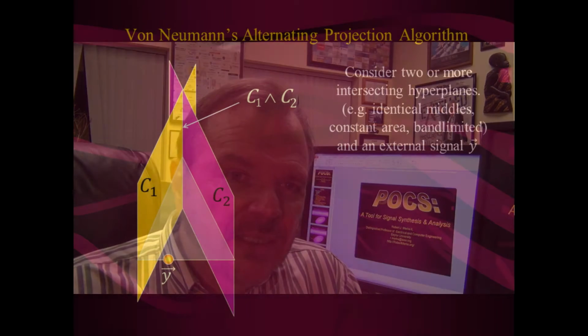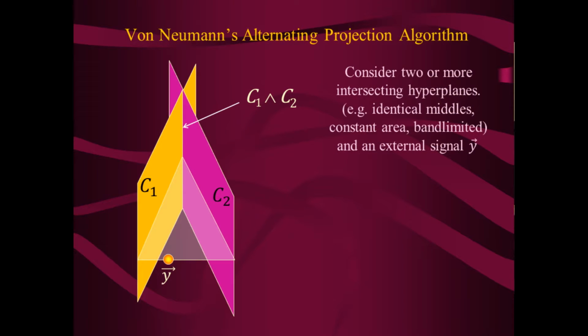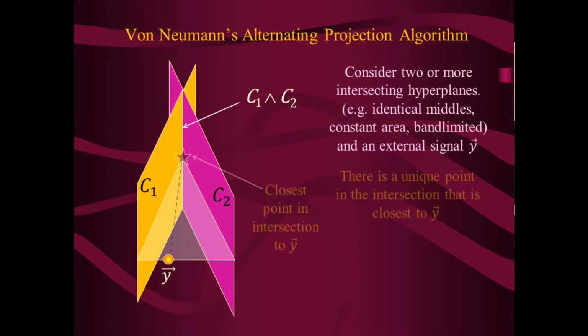Suppose that we have two or more planes that intersect. Now, if you have a bunch of planes which intersect, they are going to intersect in another plane or a line. It does turn out that if you have a point external to that intersection, which is here shown by the vector y, there is clearly going to be a point which is closest to the value of y within the intersection. In this case, it's given by the black star. There is a unique point in the intersection that is closest to the vector y.